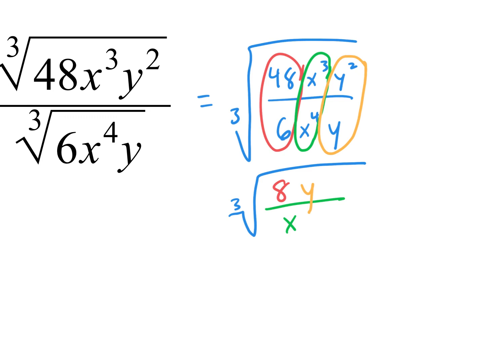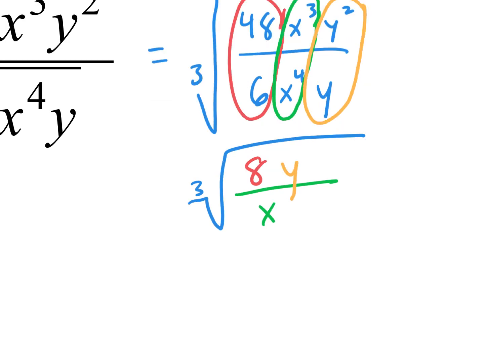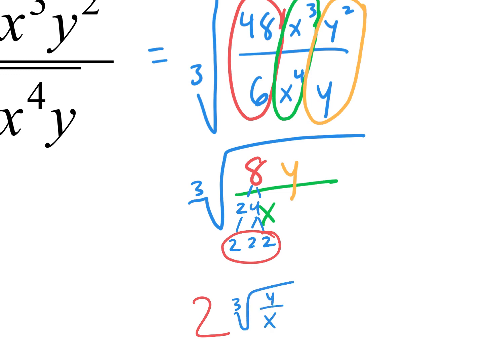Can I simplify this? How? The 8, what are factors of 8? 2 and 4, and then factors of 4? 2 and 2. So I'm circling groups of what? Groups of 3. So do I have a group of 3? So what comes to the outside? A 2. Can I simplify the y's or the x's? No. So it'd just be the cubed root of y over x.